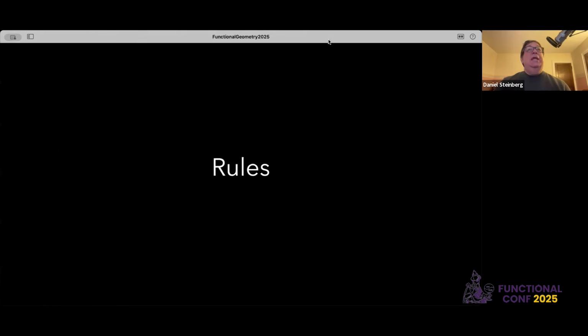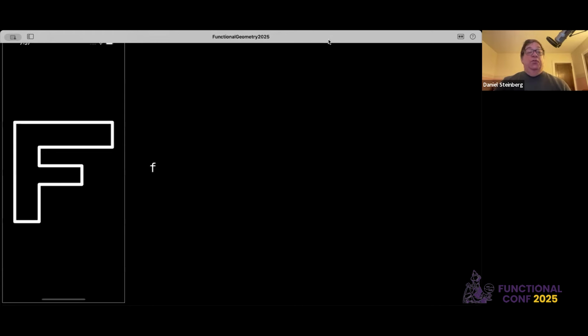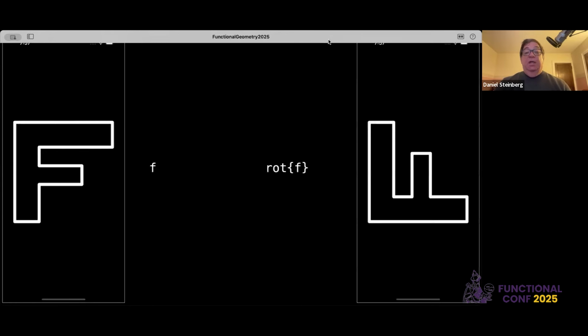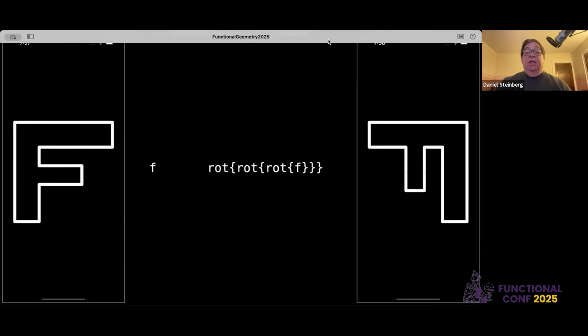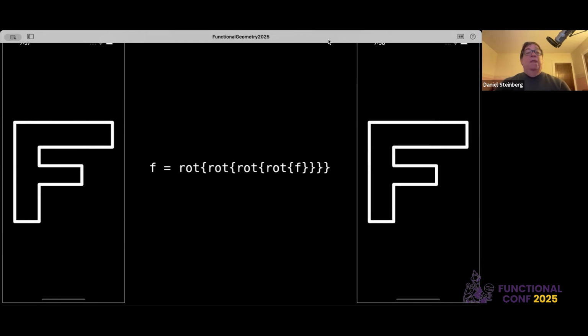So it's a geometry. There are rules. If I have an F and I rotate it, and I rotate it again, and I rotate it again, and I rotate it again, we get back to where we started. And so one of the rules is 4 rotations cancel each other out. You get back to where you started. So there are reductions in this geometry.